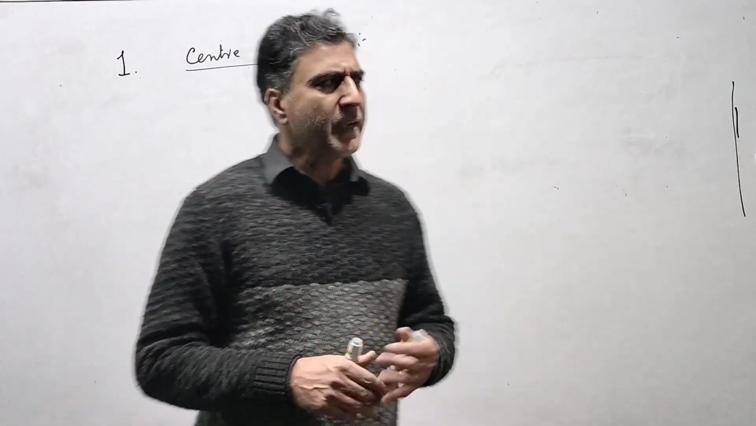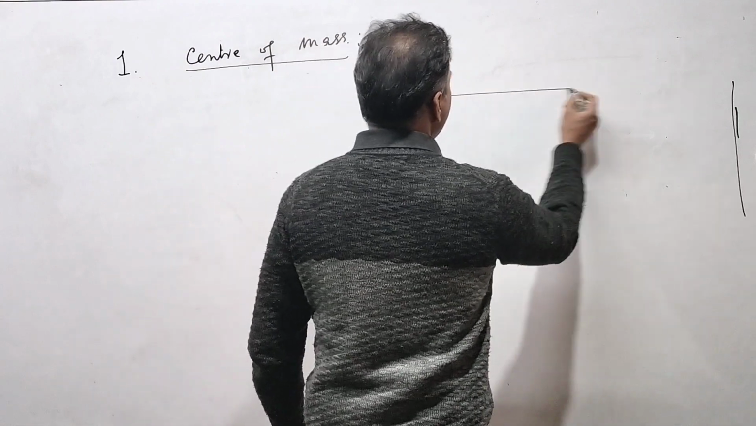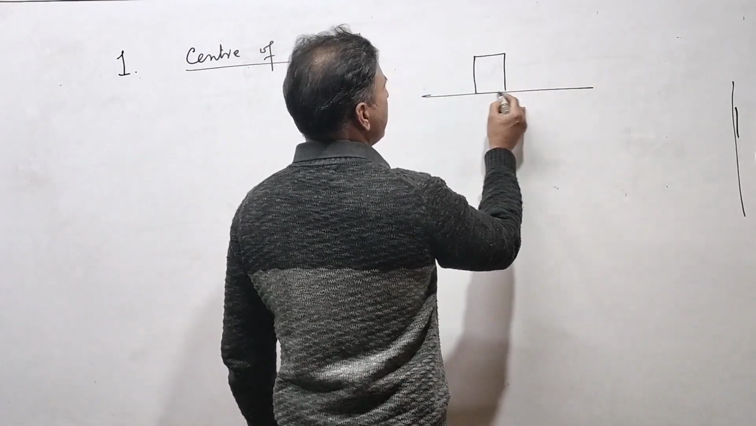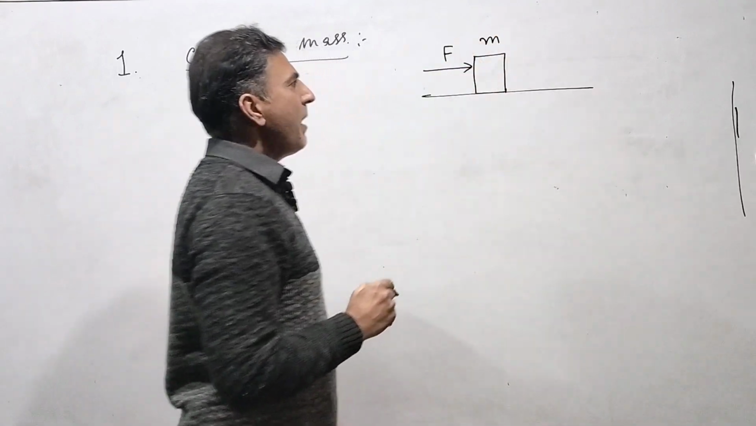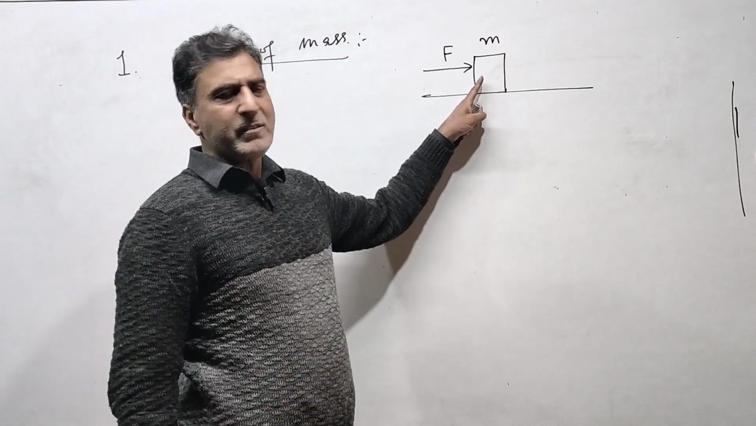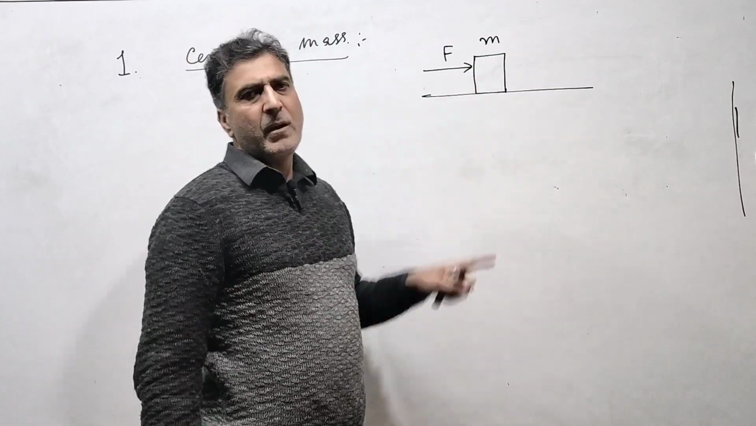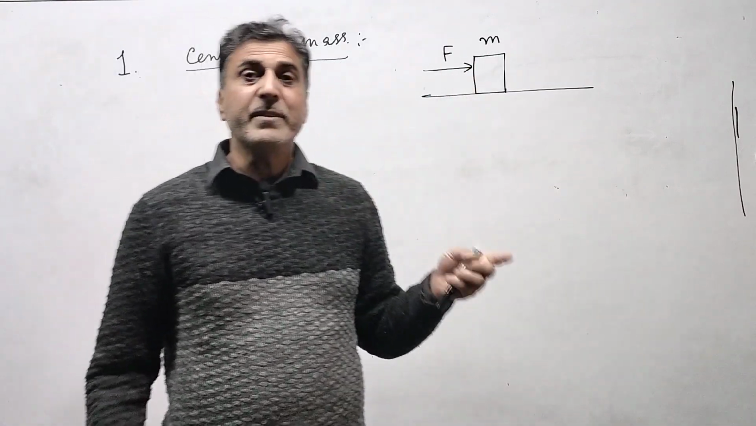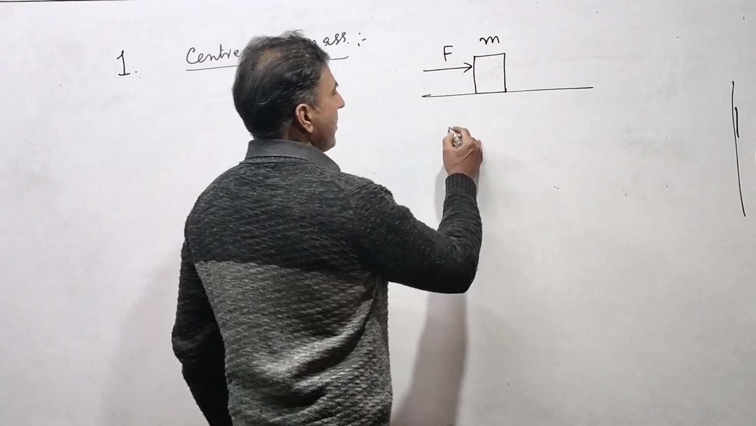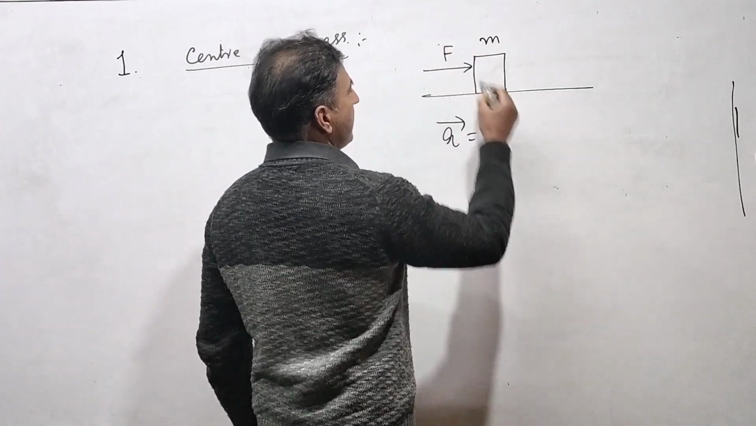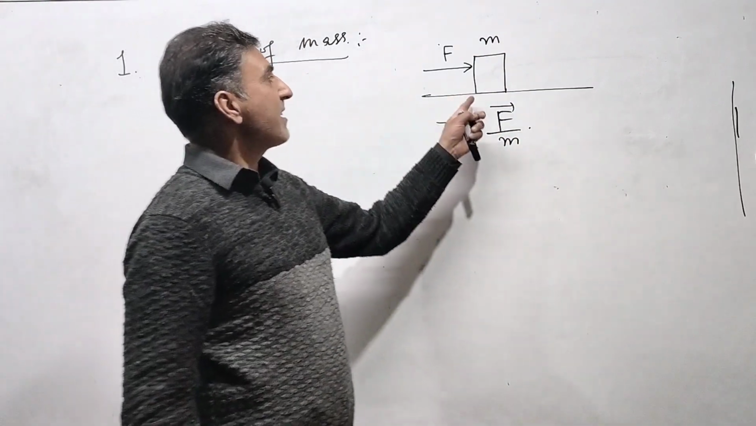सो हाउ इट इज डिफाइंड, कैसे मैं सेंटर ऑफ मास को डिफाइन करूंगा, इसकी इंपॉर्टेंस क्या है. See here, if I have an object here and I apply force F on this object and its mass is M. If I ask you what is the acceleration of this body, what is your answer? There is no friction, let me suppose. Your answer is the acceleration of this body, A, is force divided by mass, F by M.